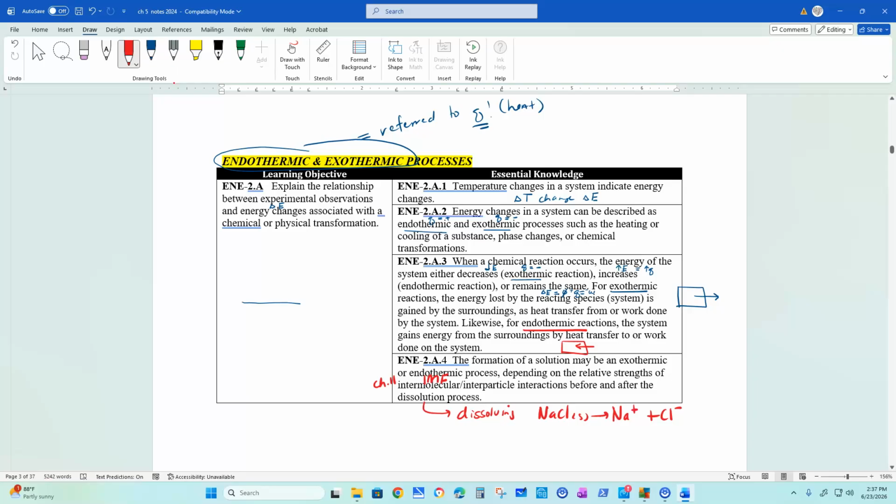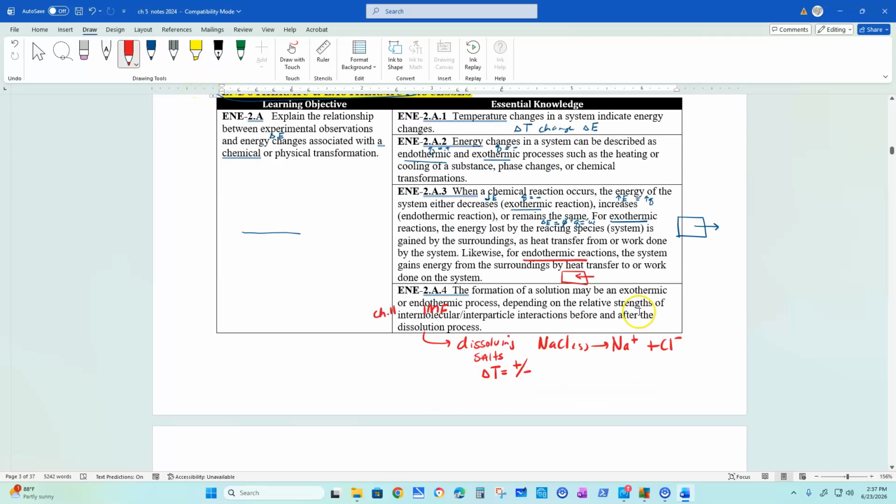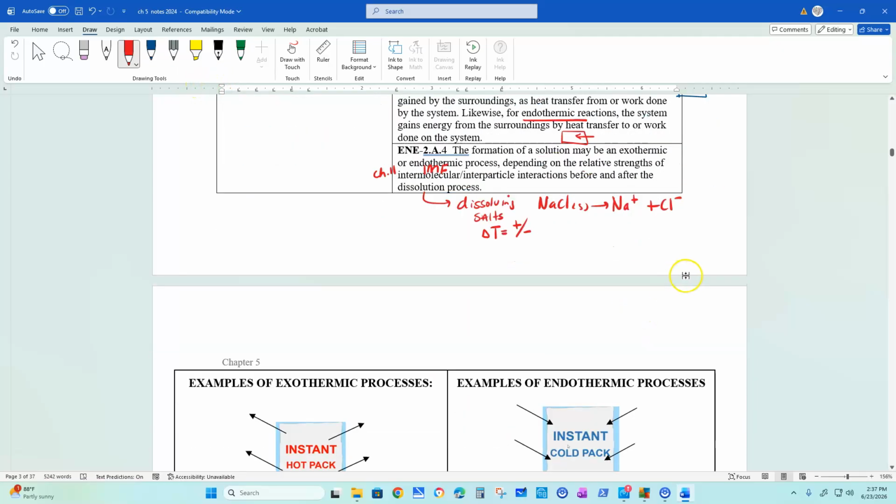So we're going to do a lab with that where we're going to put different salts in water and give it a little stir, and we're going to see how temperature changes. So when you dissolve salts, okay, there is a temperature change, whether it's positive or negative. Every salt is different, okay? So we look at that when we look in chapter 11, intermolecular forces.